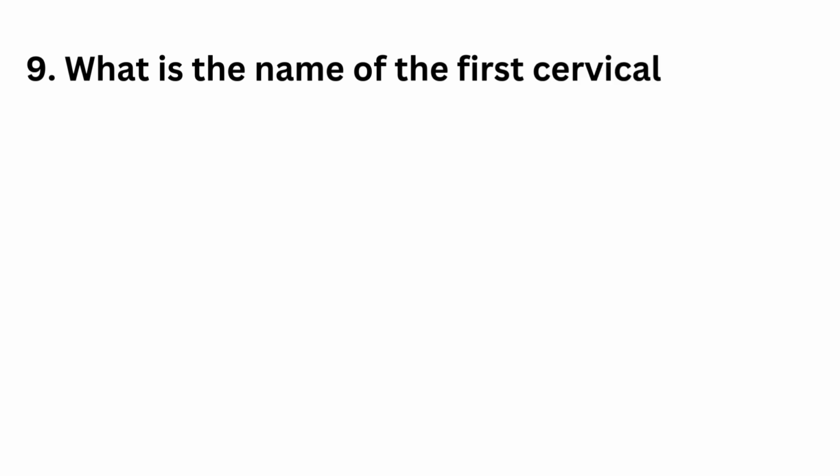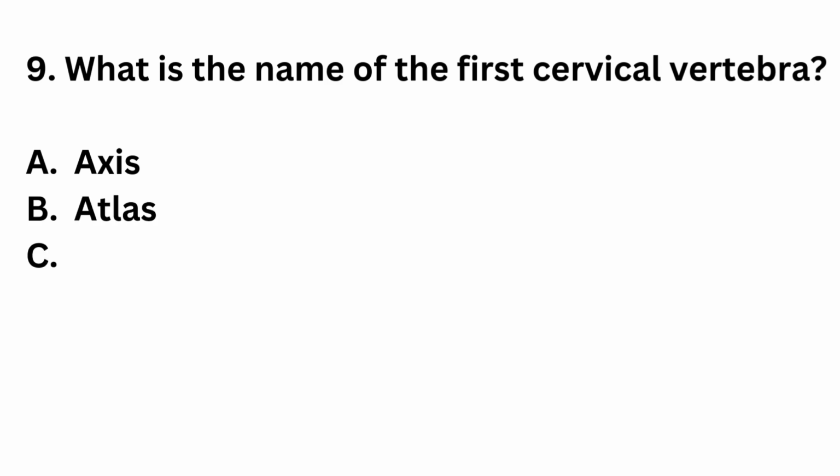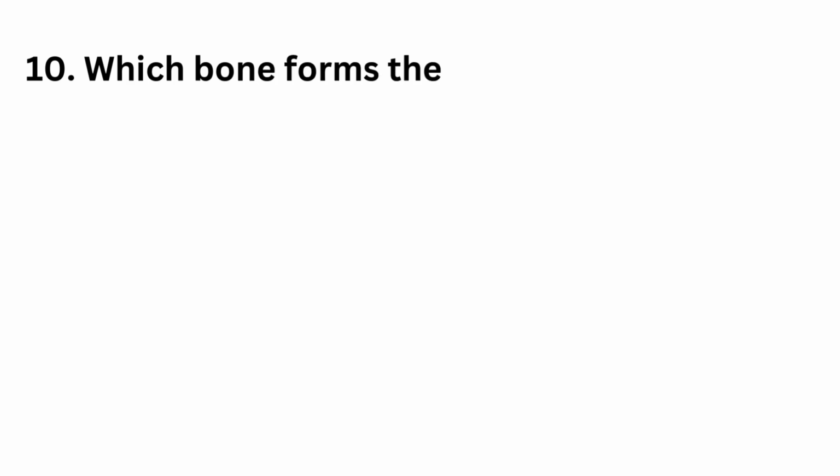9. What is the name of the first cervical vertebra? A. Axis. B. Atlas. C. Occipital. D. Sacrum. The answer is C. Atlas.